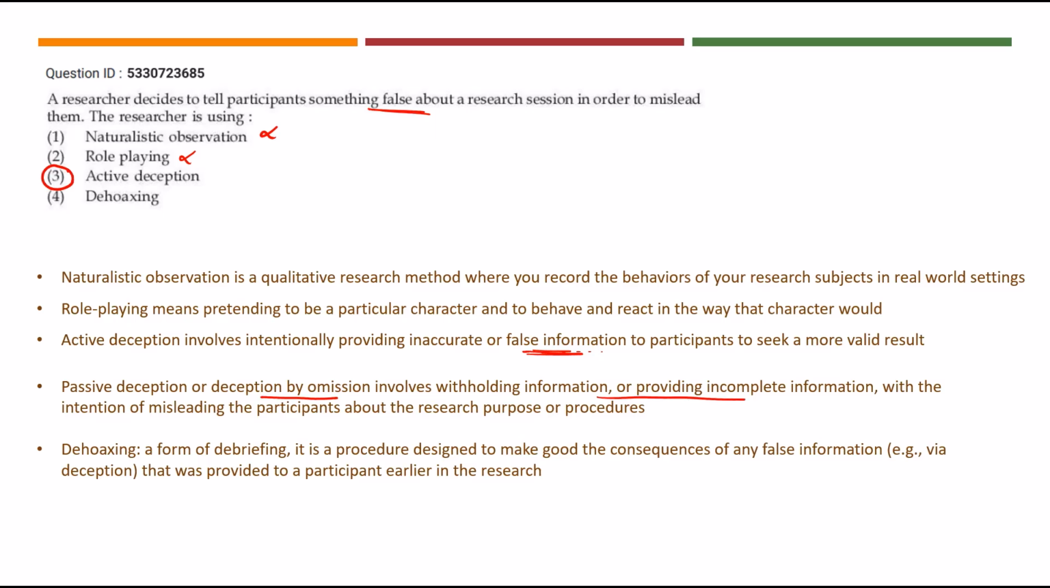What is dehoaxing? It's a form of debriefing, we can say. It is a procedure designed to make good the consequences of any false information, that is, by a deception that was provided to a participant earlier in the research. When does dehoaxing occur? When something is given via active deception or passive deception, dehoaxing will be a form of debriefing, we can say. This is a process of getting out of the deception. So that's why I told about active and passive deception before getting into dehoaxing. So we can also rule out dehoaxing here.